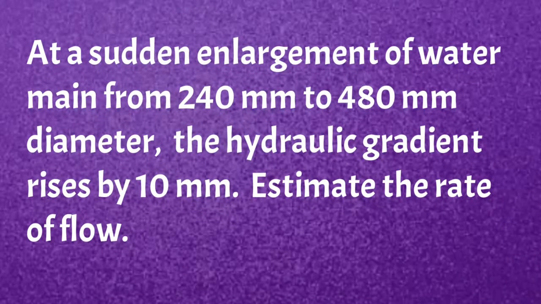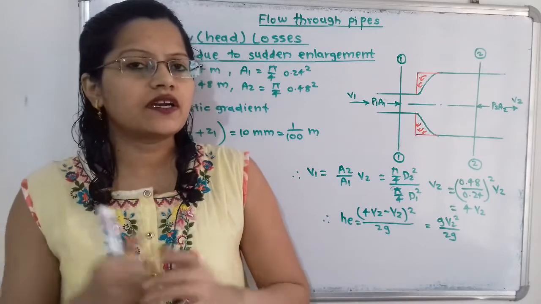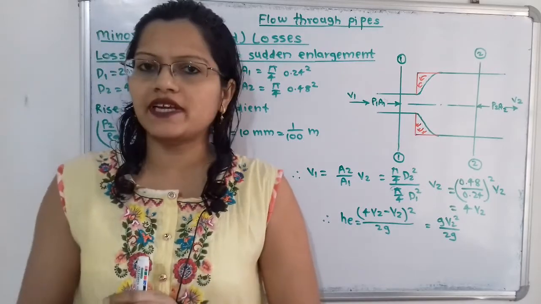At a sudden enlargement of water main from 240 mm to 480 mm diameter, the hydraulic gradient rises by 10 mm. Estimate the rate of flow. So this was the given question. Let us first understand the diagram as per the given data.